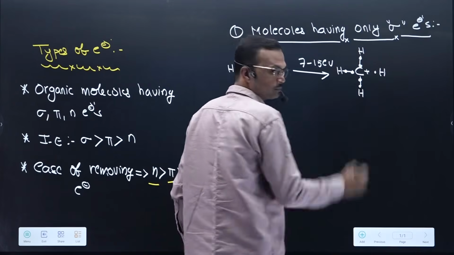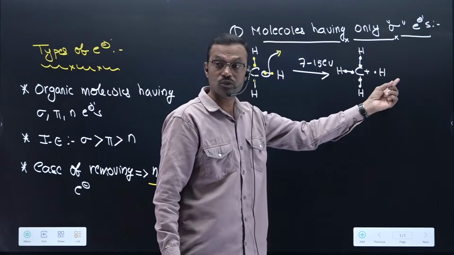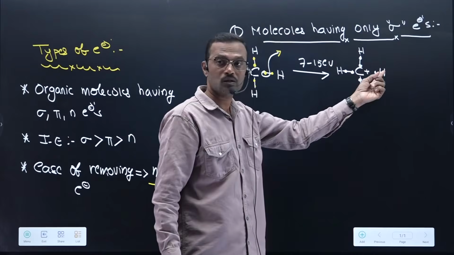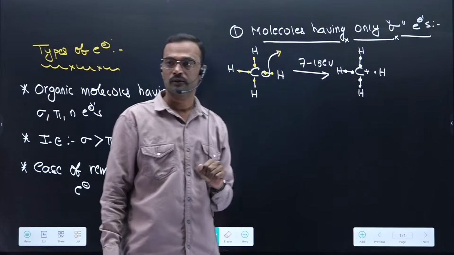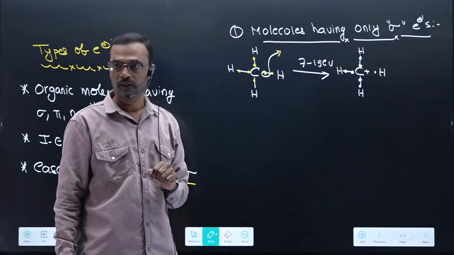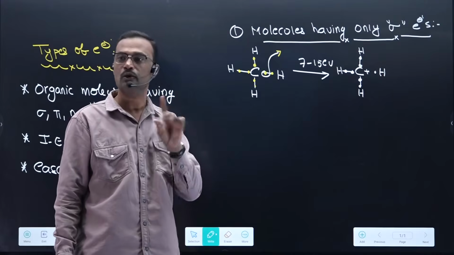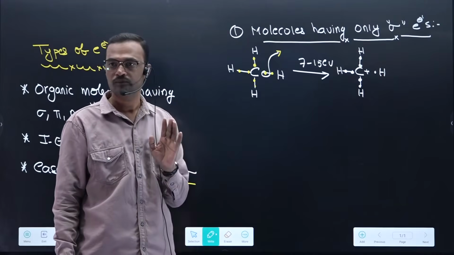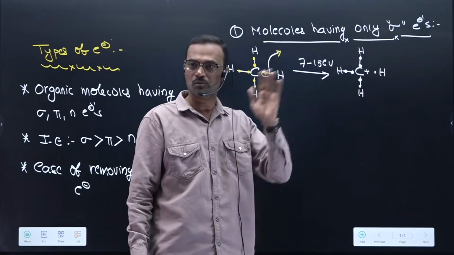And what about this one? How many centers are present on this side? 2 centers. But how many electrons are present? 1 electron. So that electron belongs to which one? That electron is shared by both carbon as well as hydrogen. Don't think it belongs to hydrogen. Once you have invested, that money is not yours. That money belongs to some other people.